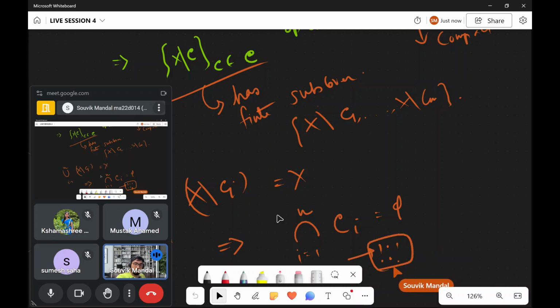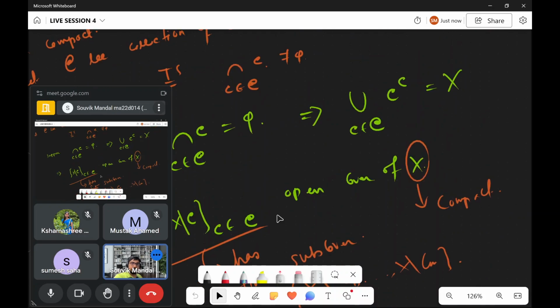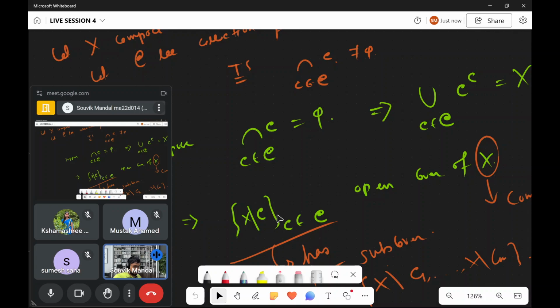Why? Because we have initially assumed that C is a collection of closed subsets that has the finite intersection property, but the intersection of these Ci's is empty. So this is contradicting the fact that the collection C has the finite intersection property. That's why the intersection of C has to be non-empty. Do you understand my argument?